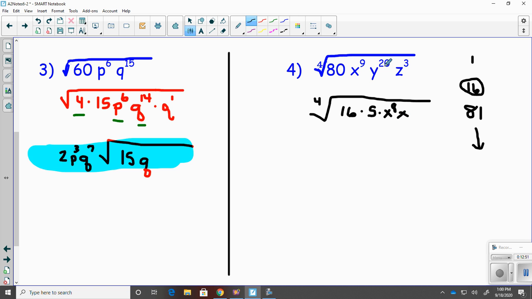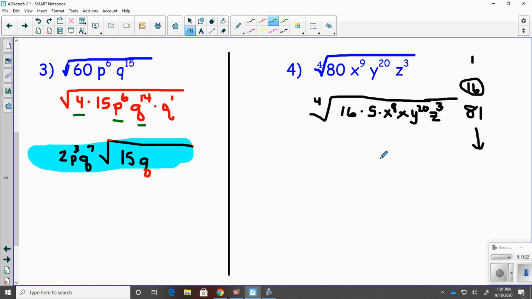And then I'm going to look at the y to the 20th. 20 divided by 4 is going to work nicely, so if it works, you're not going to rewrite it. You're just going to drop it down, and we'll change it in a minute. And then last, z to the 3rd. Now, the power here is less than the index, and so I'm not going to be able to simplify that no matter what, because 3 divided by 4 is already a fraction. So I'm just going to leave it as 3. Nothing else to do there.